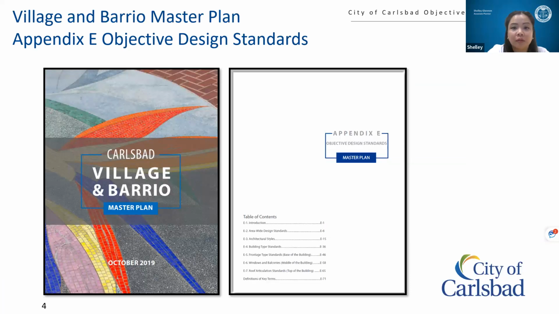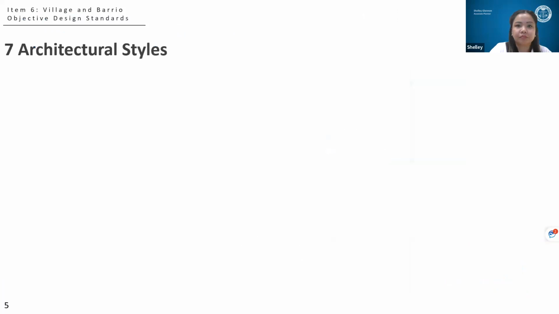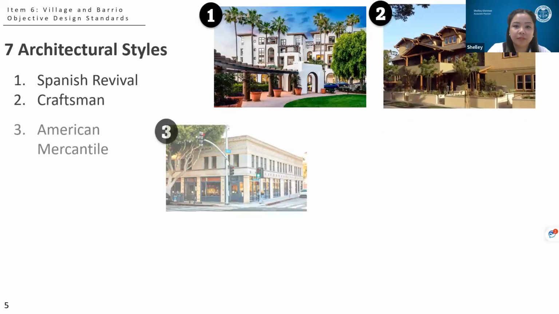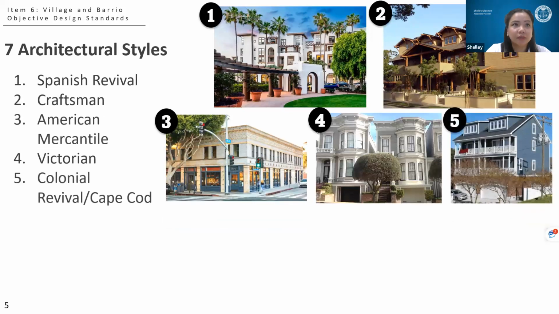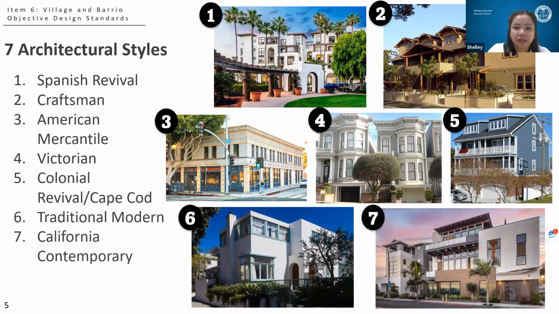As for the village and barrio standards, these standards were incorporated into the village and barrio master plan as a new appendix. So as previously mentioned, the City Council directed staff to develop a palette of architectural styles within the village and barrio objective design standards project. The 7 styles were selected, and they include the Spanish Revival, Craftsman, American Mercantile, Victorian, Colonial Revival, Cape Cod, Traditional Modern, and California Contemporary. These styles were developed with input from the community and in collaboration with the Citizens Design Review Committee. The range of architectural styles provide a palette that reflects the diverse and eclectic character of the village and barrio neighborhoods.